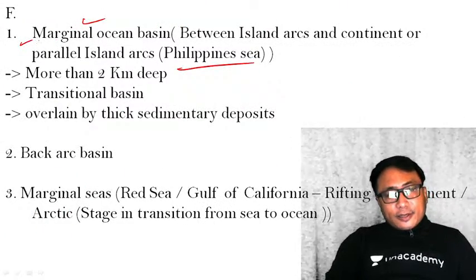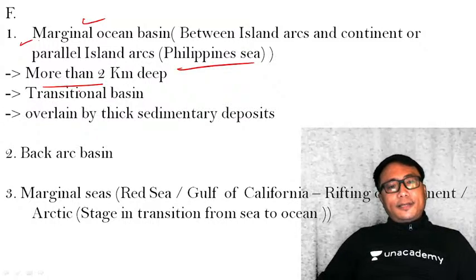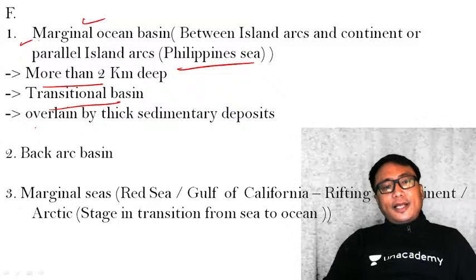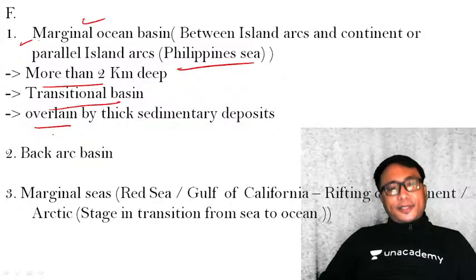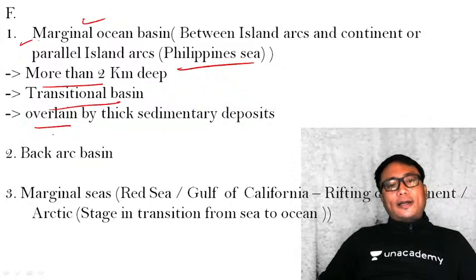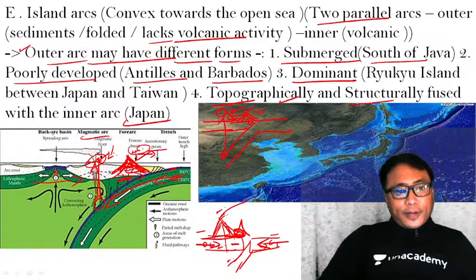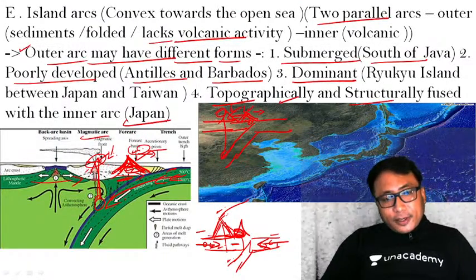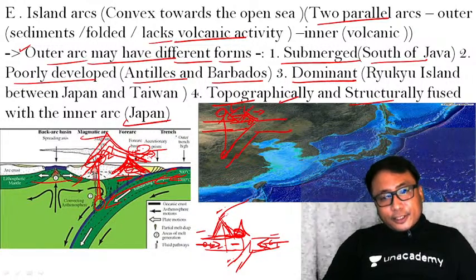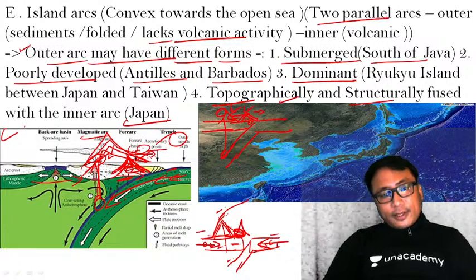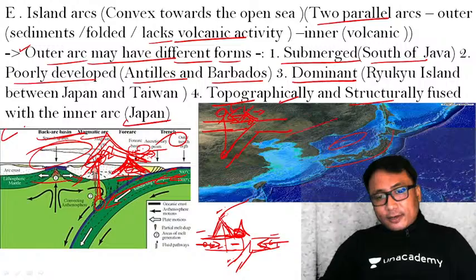Now, in this marginal ocean basin, important characteristics is they are more than 2 kilometers deep, they are transitional basin, they are overlain by thick sedimentary deposits. Okay, back arc basin also it is called. Back arc basin is nothing but, you see here, whenever this particular volcanic activity, island arc, this is ocean, this is towards continent, this water body is also known as back arc basin. Remember, back arc basin, island arc, continent.